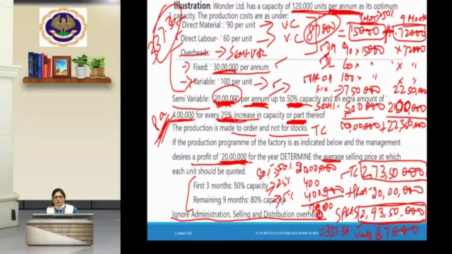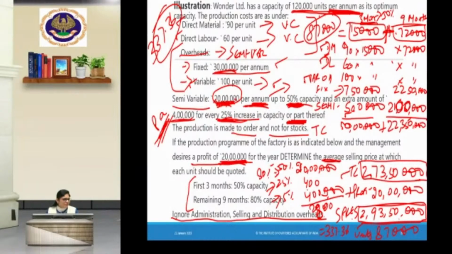So in this question, we require the total sales. How are we going to find out the total sales? Profit is given to you, so you will find the sales. You need the total cost. Total cost means direct cost and indirect cost. Direct cost is always variable. Indirect cost will be semi-variable. If semi-variable is given in the question, there has to be some calculation, because semi-variable you have to do as per what is given in the question. All right.